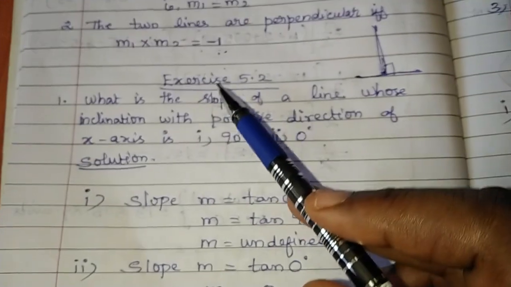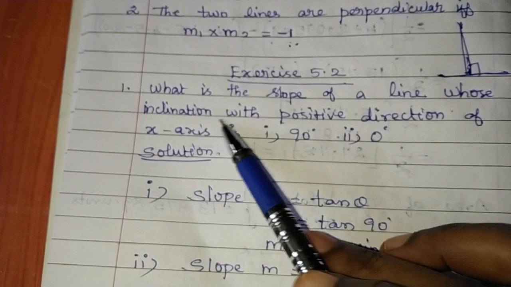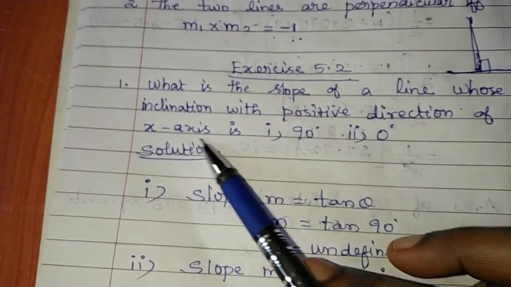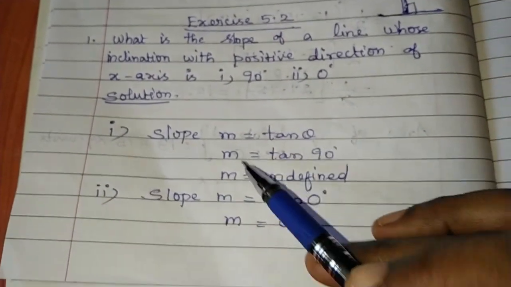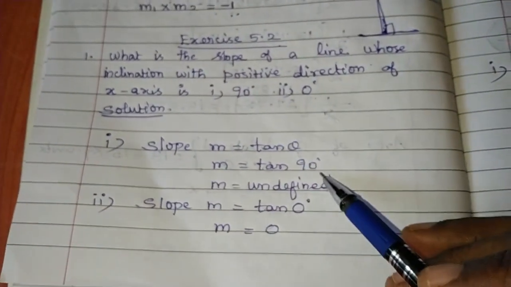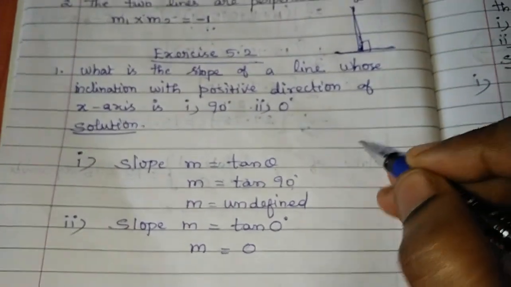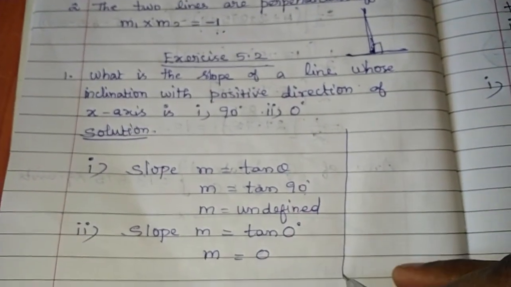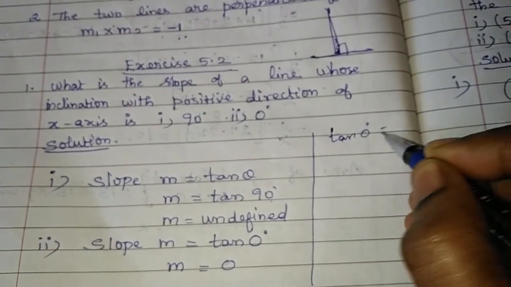See the formula properly. Exercise 5.2. What is the slope of a line whose inclination with a positive direction of x-axis is 90 degree, 0 degree? Here the angle is given, so use the formula m equal to tan theta. First the angle is 90 degree. Tan 90 degree is undefined. Already we have studied trigonometry values. Tan 0 degree equal to 0.